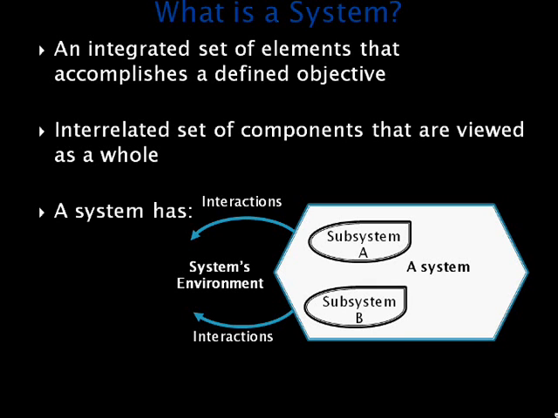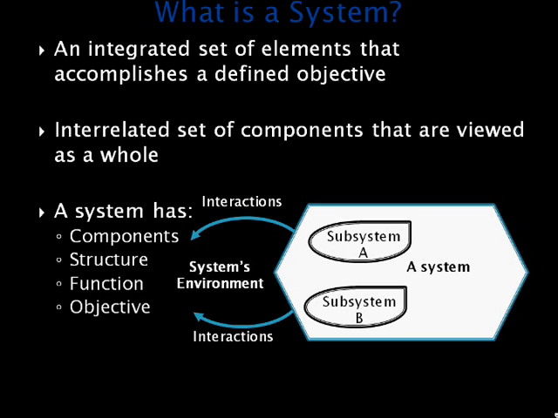Thus, a system has components, which are the basic parts or elements that make up the system. A structure, which is the way in which the components are organized. Function is the task, activity, or work that the system performs. And objective is the human goal or purpose that the system serves in carrying out its function. Many systems perform multiple functions and serve several objectives. Examples of a system include an educational system, a computer system, etc.